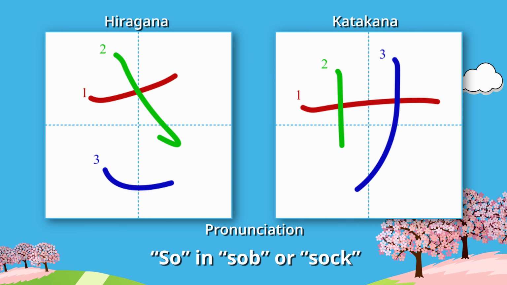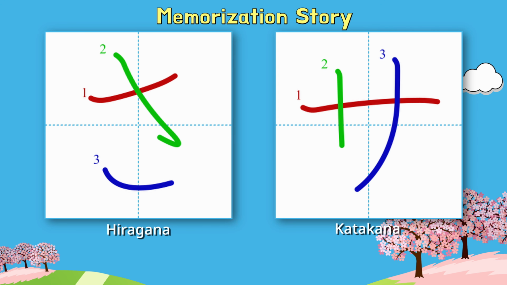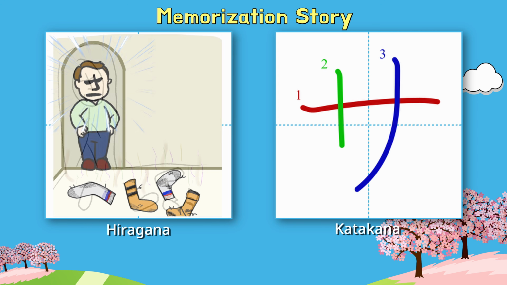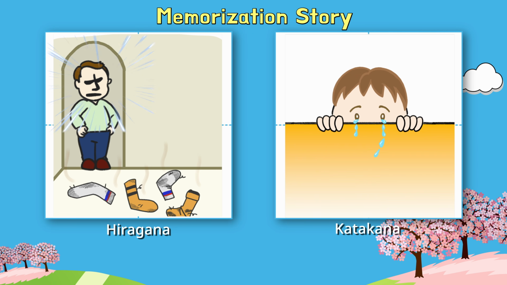These characters are usually written with the letters SA in Romaji, but they actually sound closer to the sa in sob or sock. The hiragana sa is the face of your angry dad when he sees and smells all of your dirty socks that you've left all over the floor of your bedroom. The katakana sa, on the other hand, is your face looking out from behind the bed as you sob with a sheepish smile on your face, because you know what's coming.